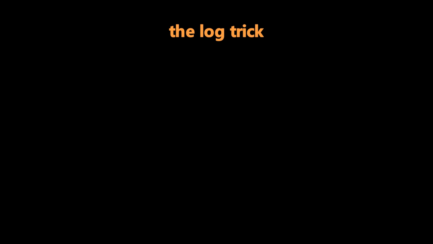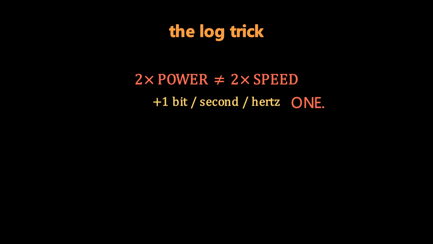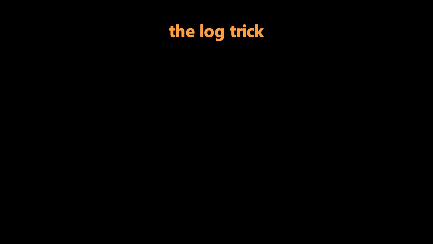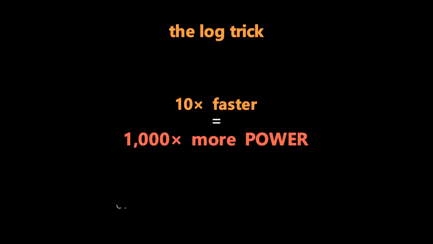And here's where the equation gets brutal. The log base 2 means doubling your signal power doesn't double your speed. It adds 1 bit per second per hertz. To go from 1 gigabit to 2 gigabits, you don't need twice the power. You need exponentially more. To go 10 times faster, you might need 1,000 times more power. This is why you can't just turn up the Wi-Fi to fix it.